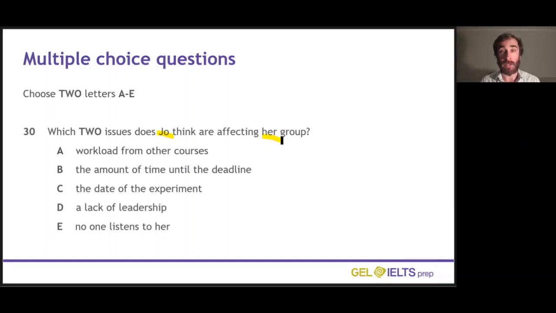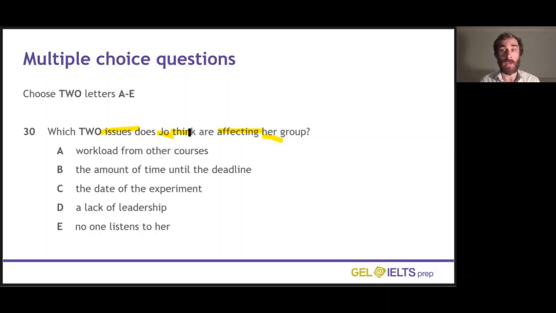First of all, as usual, let's go through the options and focus on the keywords. So which 2 issues does Jo think are affecting her group? So issue is going to be a problem, and affecting, it must actually have an impact on her group. We also have Jo think, so it must be her opinion.